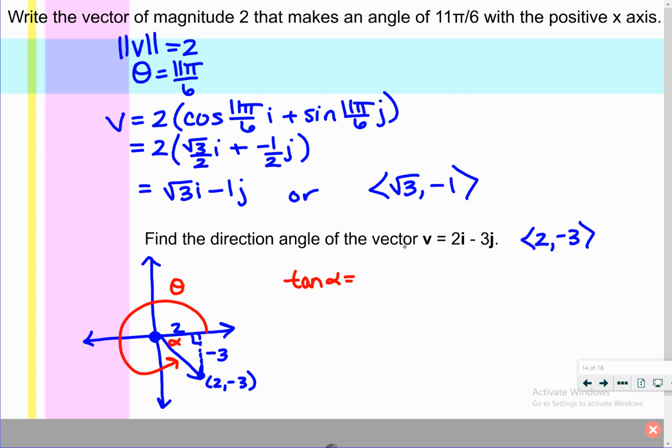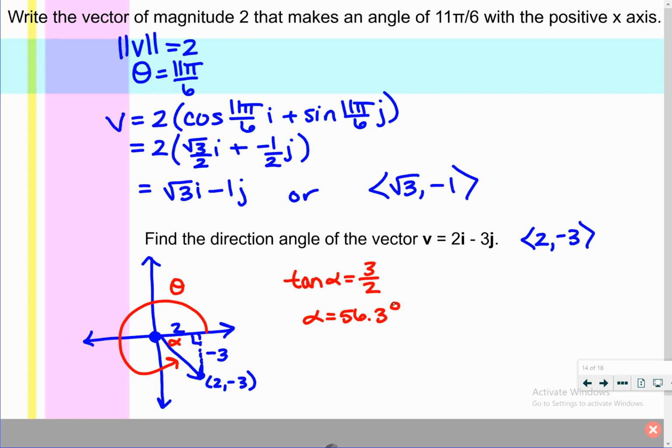Tangent of alpha equals, and you actually don't even need the negative here. If you use the negative, it'll give you a negative answer. If you use the positive, it's going to give you a positive answer. You're going to use the positive answer anyway. So I'm just going to say 3 over 2, opposite over adjacent. And then in your calculator, you need to do the inverse tangent. We want degrees here, okay, so make sure you're in degree mode. If I do the inverse tangent of 3 over 2, I'm going to get 56.3 degrees to the nearest tenth.